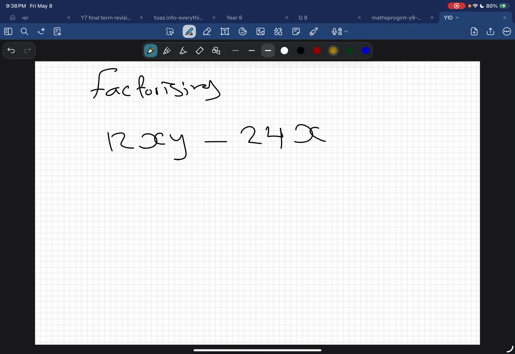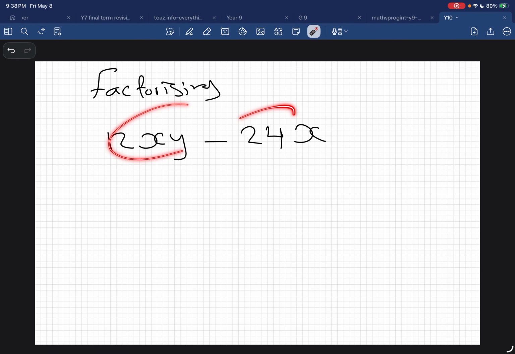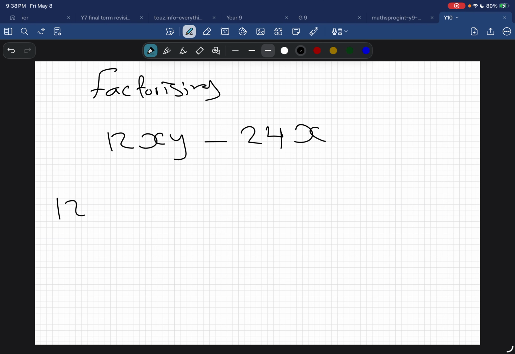Here we need to factorize. We need to find the highest common factor between the two terms, this and that. It's going to be 12 and x. You take this as a divisor and divide. When you divide 12xy by 12x, it's going to be just y. And when you divide 25 minus 25x by 12x, it is going to be just 2. So here you go.